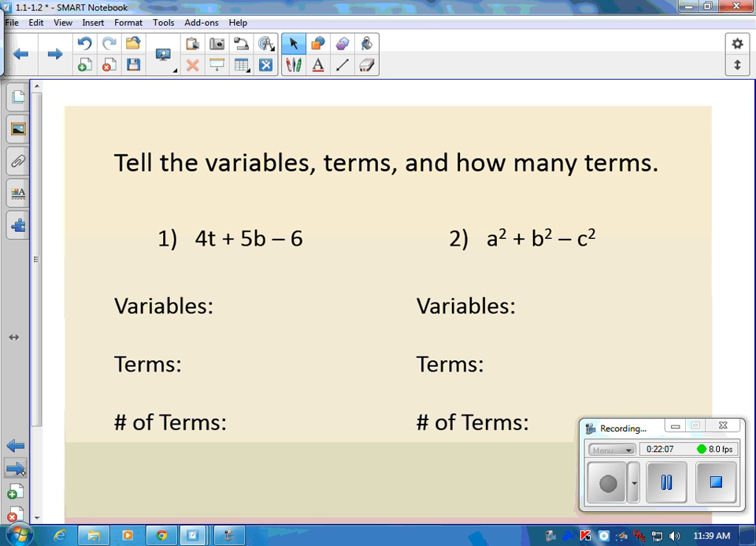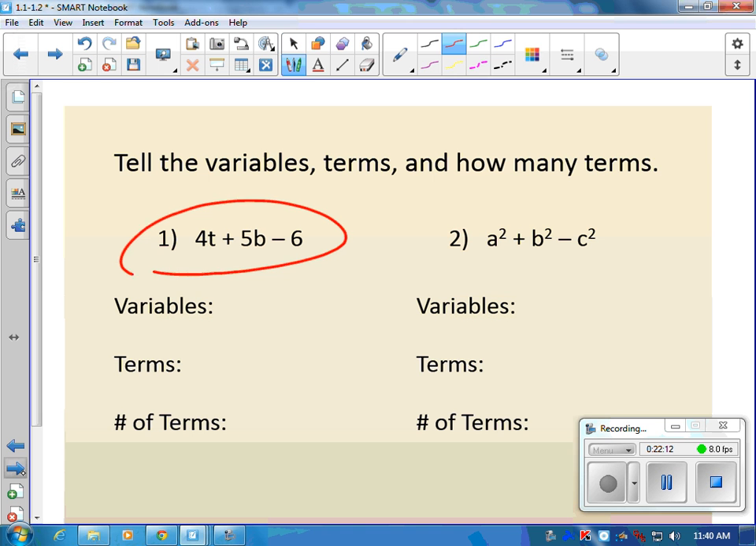I do want to go over example number 1 right now. So I want you to write this down. If you have some room on your paper at the bottom, off to the side. If you want to do it on a separate sheet of paper, get out a separate sheet of paper, but somewhere I want you to write this down. So here, we are talking about, I want to identify what are the variables, what are the terms, and then how many terms do I have.